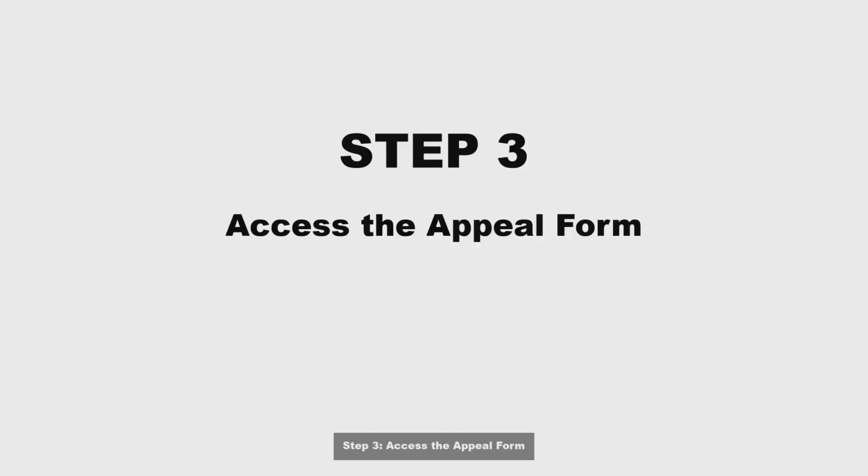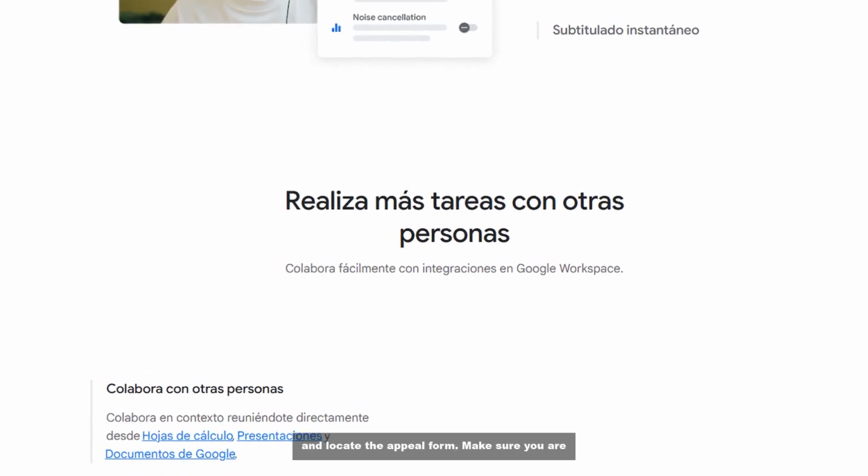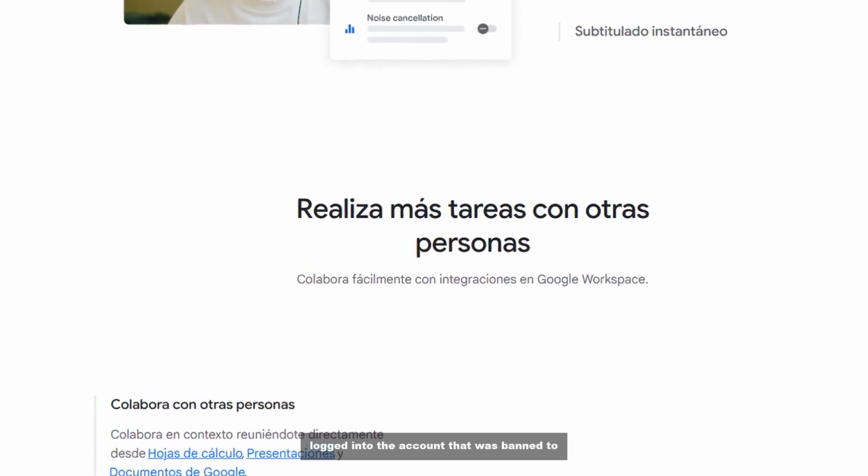Step 3. Access the appeal form. Visit the Google support page for Google Meet and locate the appeal form. Make sure you are logged into the account that was banned to access the correct form.